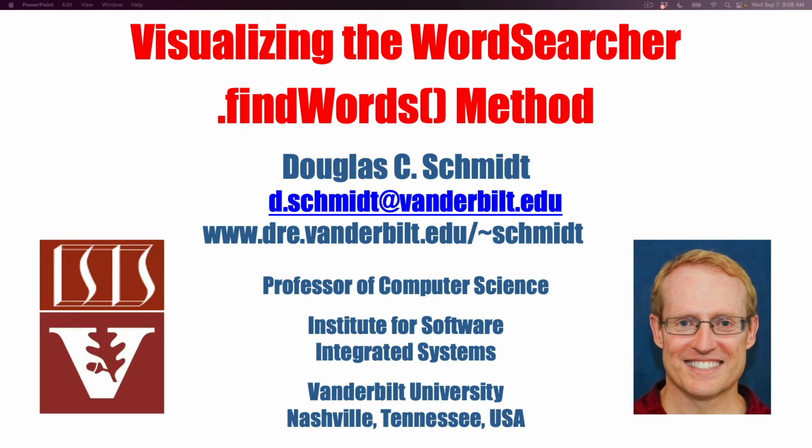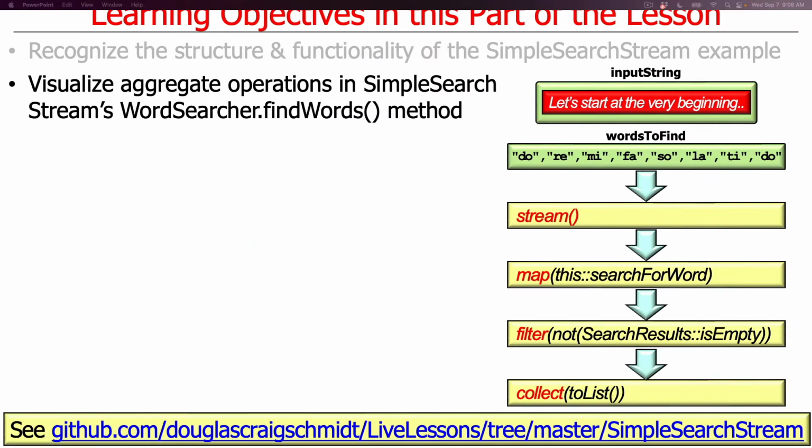So we're now going to talk about how to visualize the word searcher find words method. And this is going to demonstrate the use of some of the Java Streams features to read the contents of the input string and find the various words. Of course, we will also look at the source code, which appears at the link at the bottom of the slide.